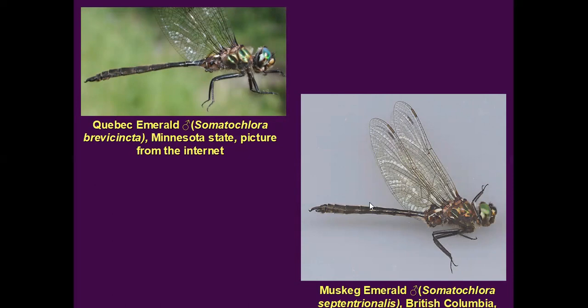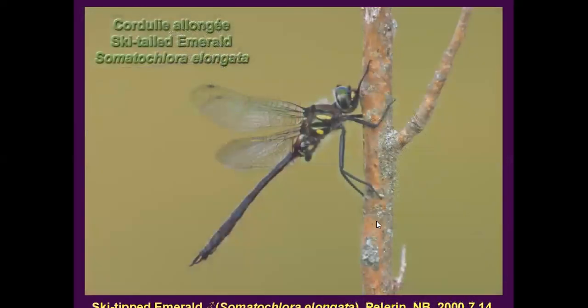And the muskeg emerald is only known from Cape Breton Highlands and the Renouse Bog in the Maritimes. Species I've tried several times to go find, but never managed to get. And it's probably becoming more rare as well, just like the sedge darner. This is a boreal species.